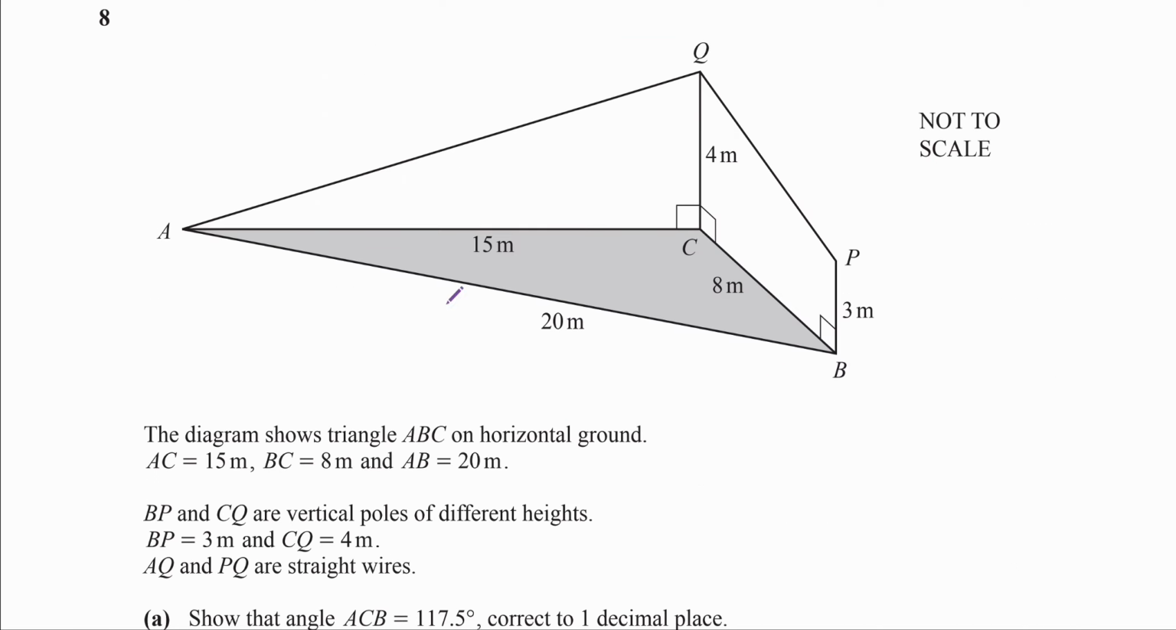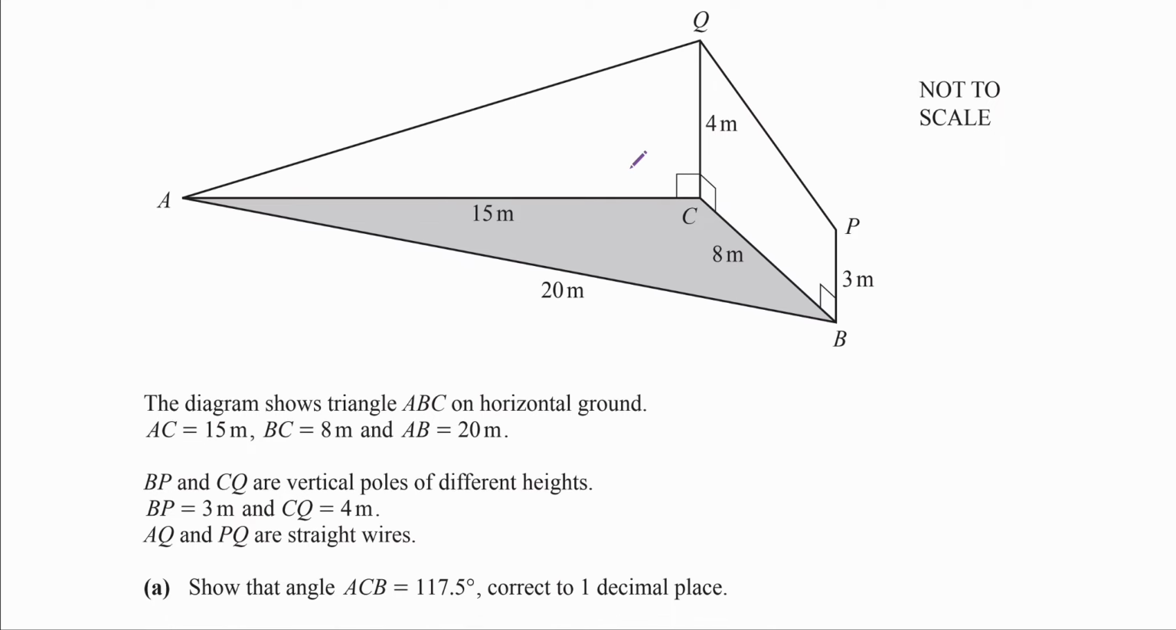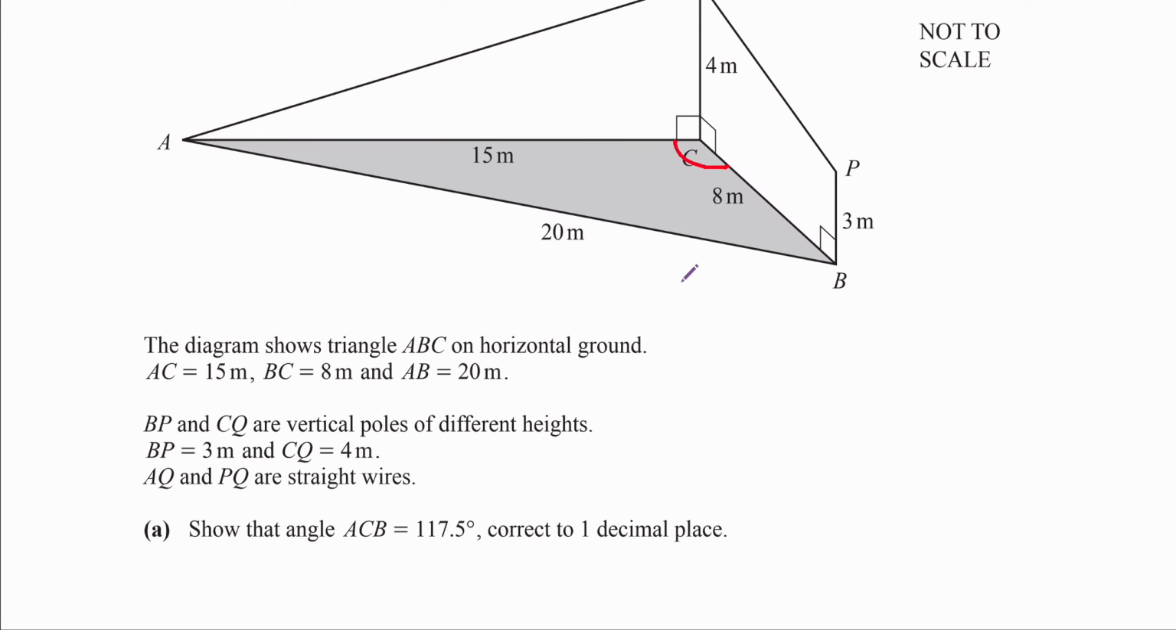The diagram shows triangle ABC on a horizontal ground. So that's the triangle. AC is 15, that's given. BC is 8, and AB is 20 meters. BP and CQ are vertical poles of different heights. This is BP and that's CQ. BP is 3 meters, CQ is 4 meters. AQ and PQ are straight wires. Okay, so just a diagram. Show that angle ACB, that angle right there, is equal to 117.5 degrees, correct to one decimal place.